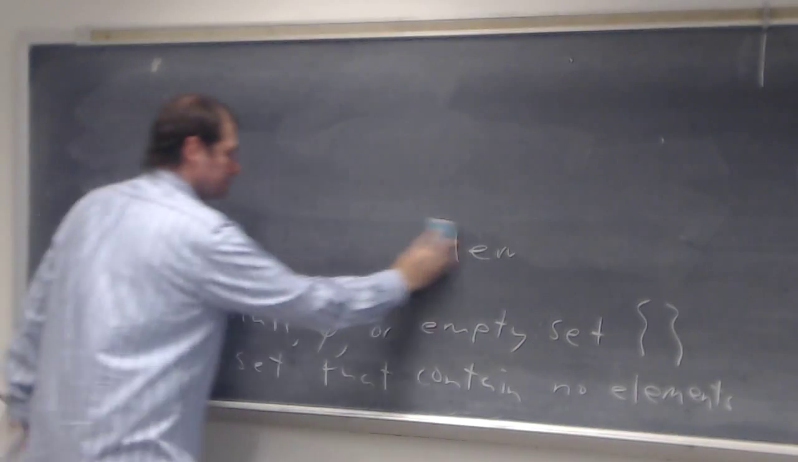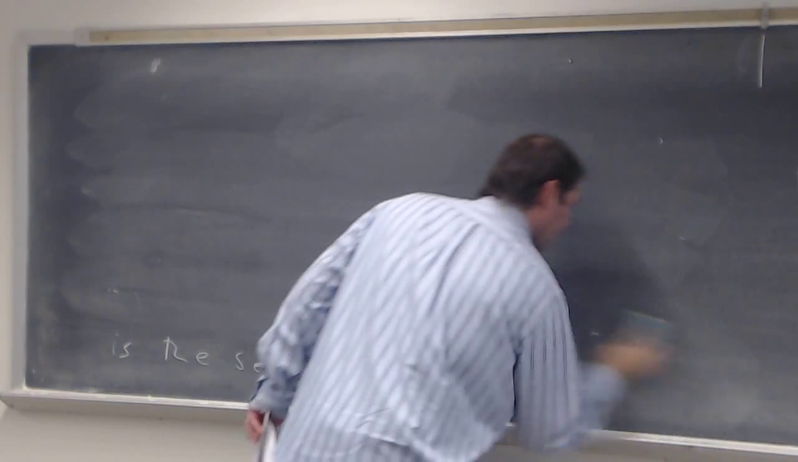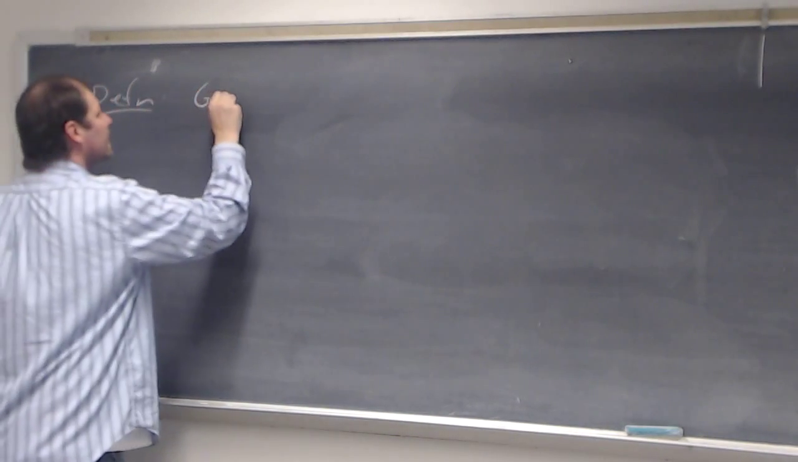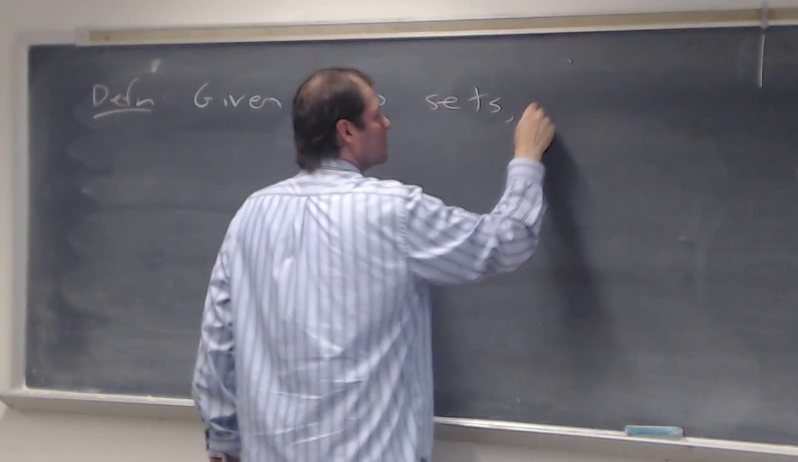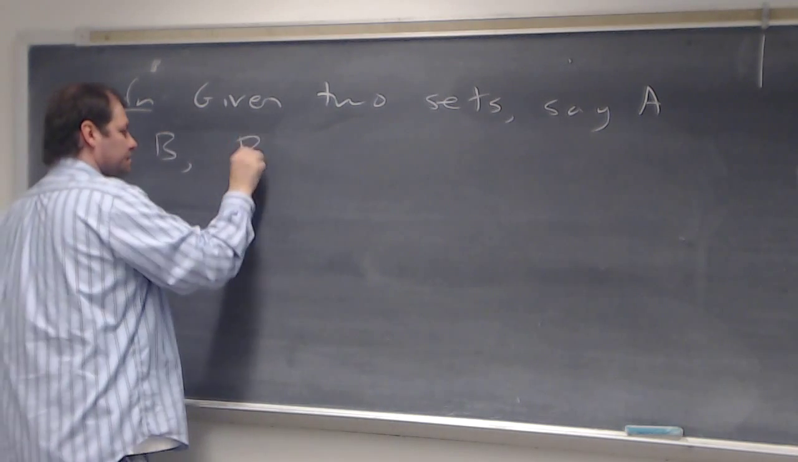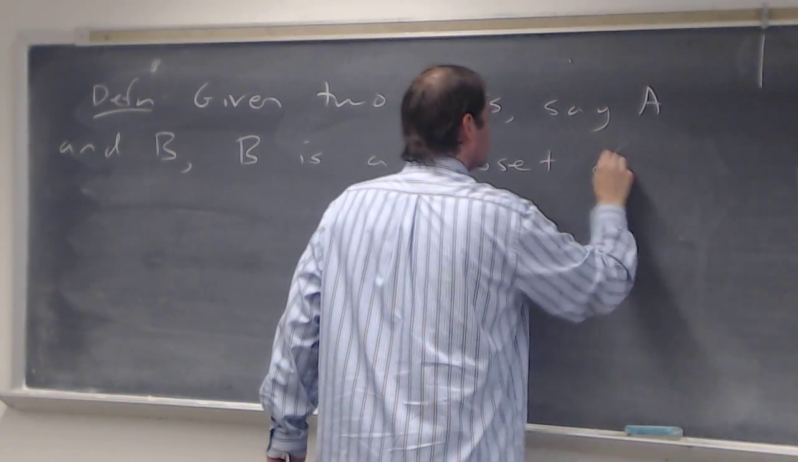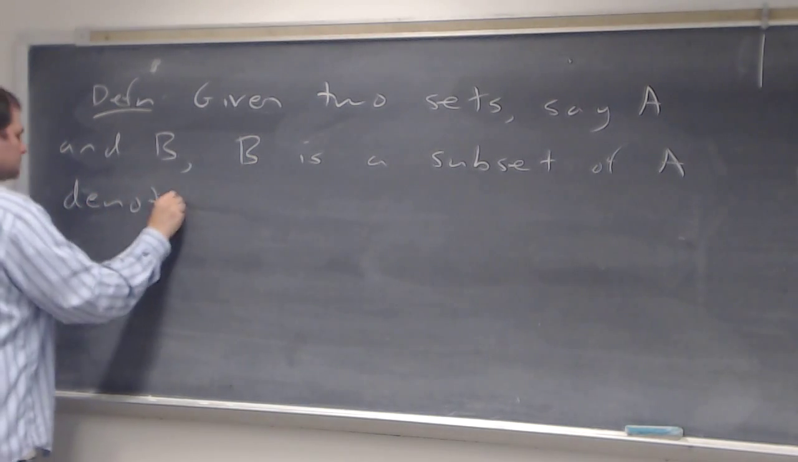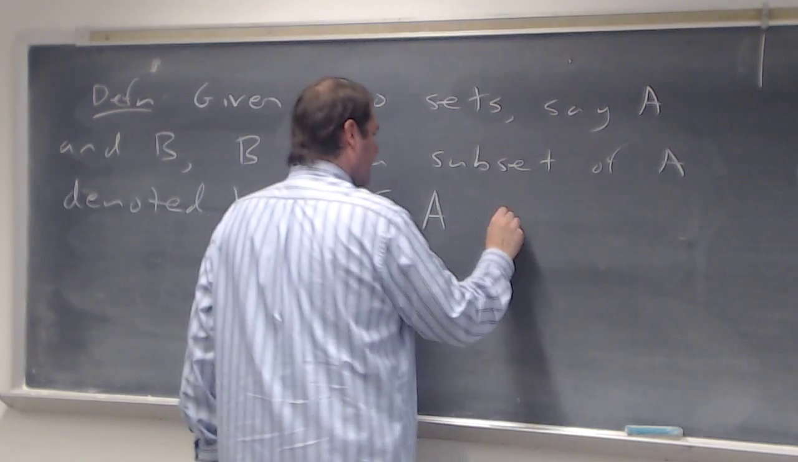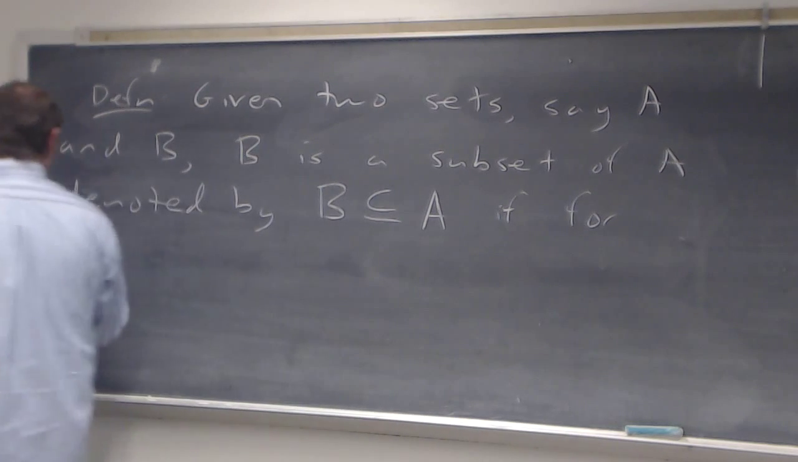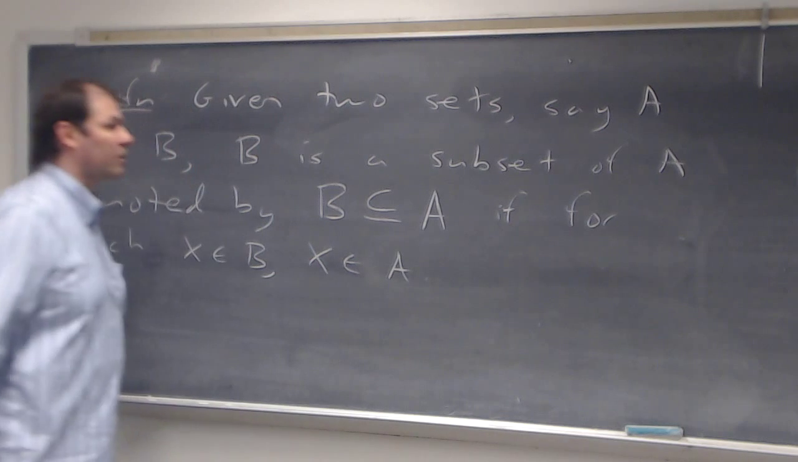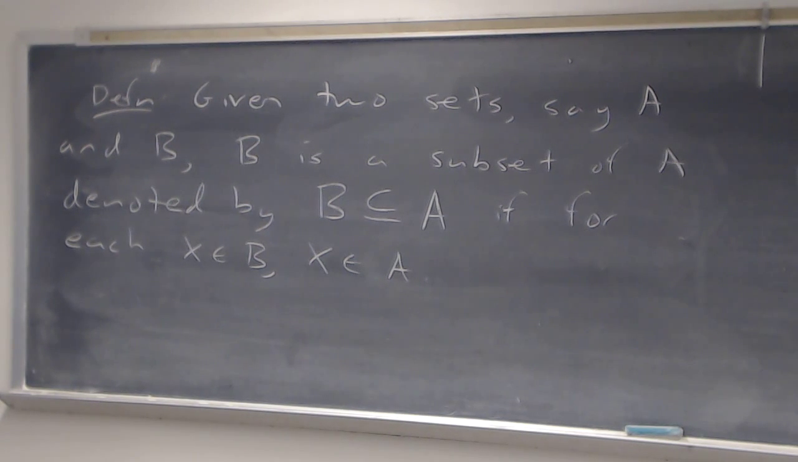Well, next, I want to talk about something called subsets. So the definition: given two sets, let's give them names, say A and B. B is a subset of A, denoted by B, and then this cup on its side with a line underneath it, A, if for each x in B, x is in A. Okay, so for B to be a subset of A, everything in B is in A.